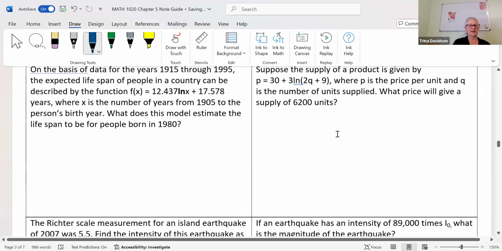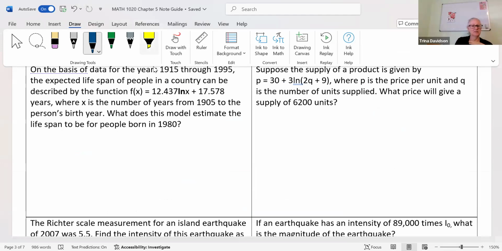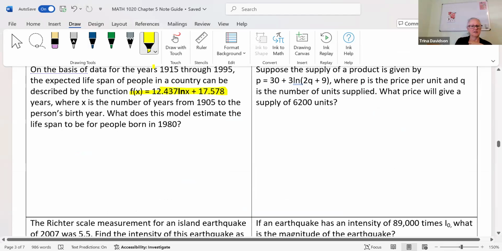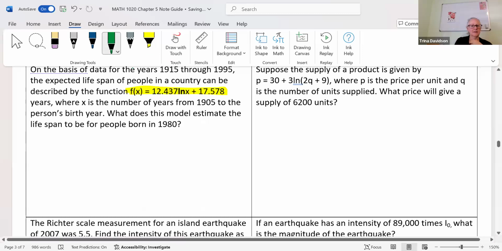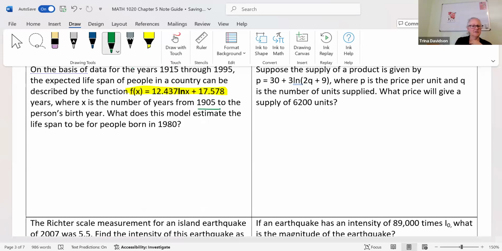On the basis of data for the years 1915 through 1995, the expected lifespan of people in the country can be modeled by this function. So they give you the equation, which is nice, where x is the number of years from 1905 to the person's birth year. What does this model estimate the lifespan to be for people born in 1980? Okay, so we have 1980. What x value is that? That would be 1980 minus 1905. So you're going to plug in 75 into the equation.